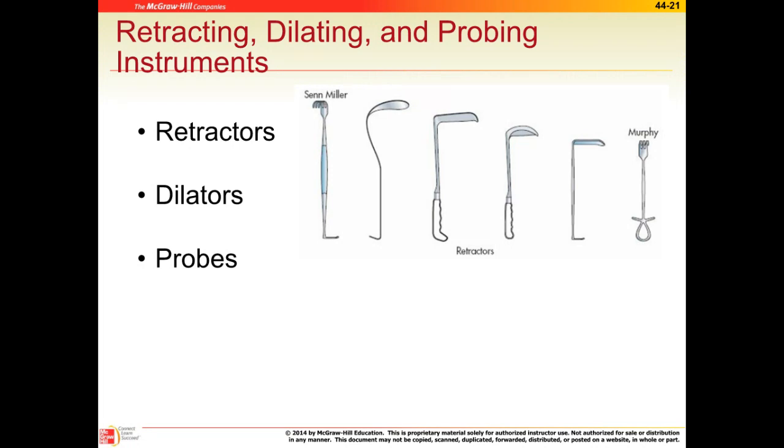Okay, retracting, dilating, and probing. So what you're seeing first are retractors. Retractors are used to pull skin back. So I want you to remember that retractors are used to pull skin back. The two you need to remember most are the Senn Miller, and as you can tell, they look like a bent fork on one end, and then at the opposite end, it will have what looks like a little foot on the end. That's a Senn Miller. And then the Murphy, which will have a loop grip on the bottom and will look like a bent fork on the other end. And those retractors are used to pull skin away, to hold it back.